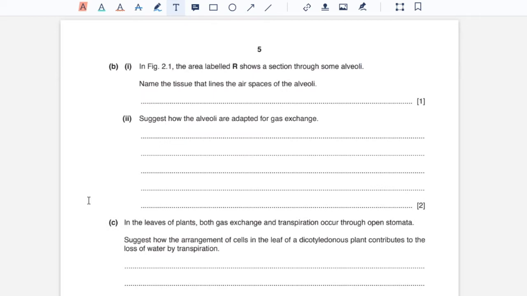B1, in Figure 2.1, the area labelled R shows a section through some alveoli. Name the tissue that lines the air spaces of alveoli. That would be squamous epithelium, which makes the alveolar walls.